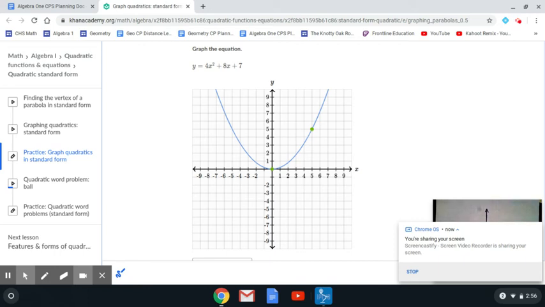Hi everyone. Today we're going to go back over how to graph a quadratic in standard form. I'm going to go through as if I'm doing the assignment that you're going to be doing today, and this problem that I'm going to do is not one that you will see today, but it's very similar. So if I look at this Khan Academy assignment, it's asking me to graph this standard form equation.